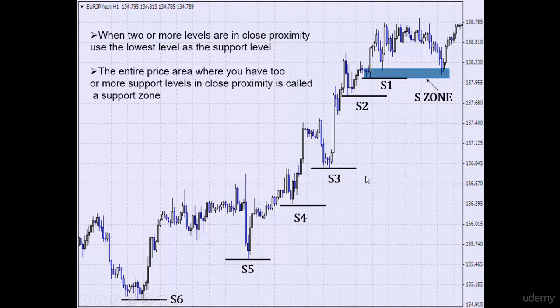And remember, in order for a level to be a support, it has to have 2 candles to the left and 2 candles to the right that are higher than it. So this would not have been a support. Why? Because this only has 1 candle to the left that is higher than it. This can be a support because it has 1, 2 candles to the left that are higher than it. And it has 1, 2, 3. It has 2 candles to the right that are also higher than it. So this can be a support. So on this chart, we have 1, 2, 3, 4, 5, 6 support levels.